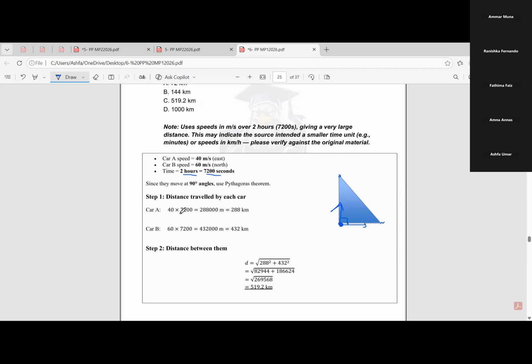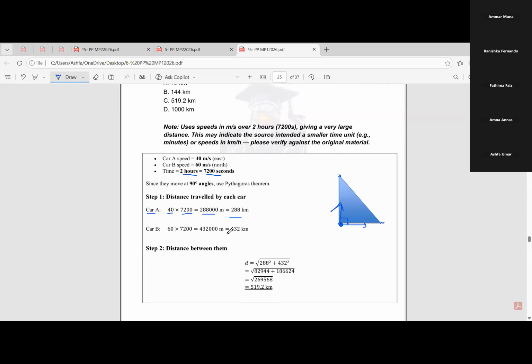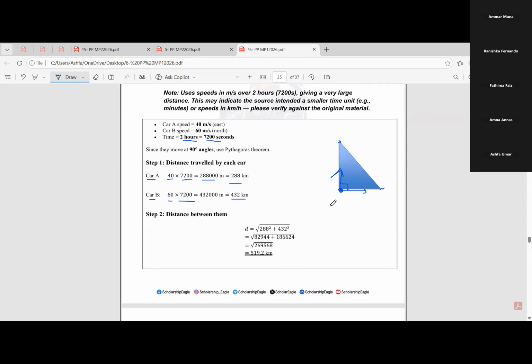So to find the distance traveled by car A, this is the speed of car A, and we are multiplying it by the time traveled. So we get this in meters, and we converted it into kilometers, as in the answers it's in kilometers. In the same way, for car B, the speed is multiplied by the time taken, then we get the distance traveled by car B as well.